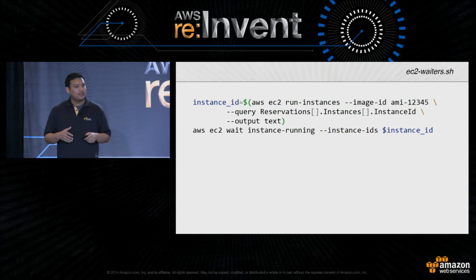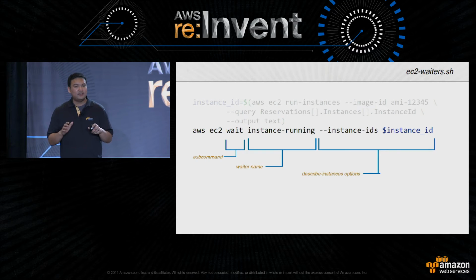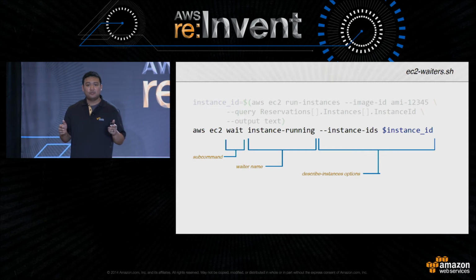And so it's still the same thing where you call run instances and you grab a set of instance IDs, but now you can use a wait command to block. So what will happen when I run this command, it will block and it will not exit until all of the instances are in a running state.